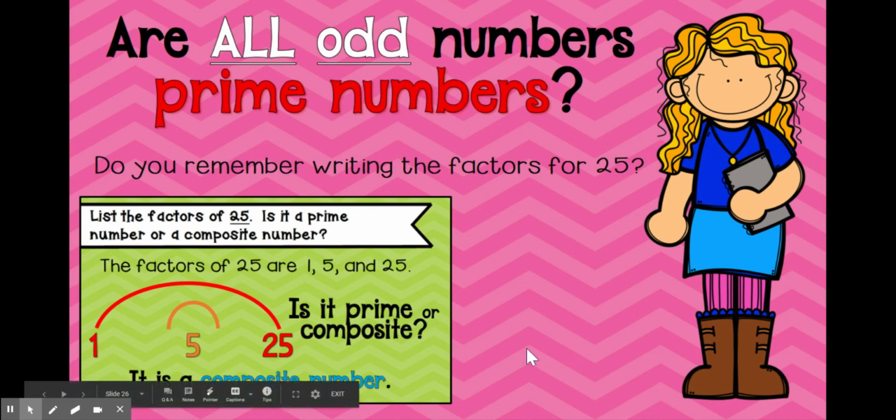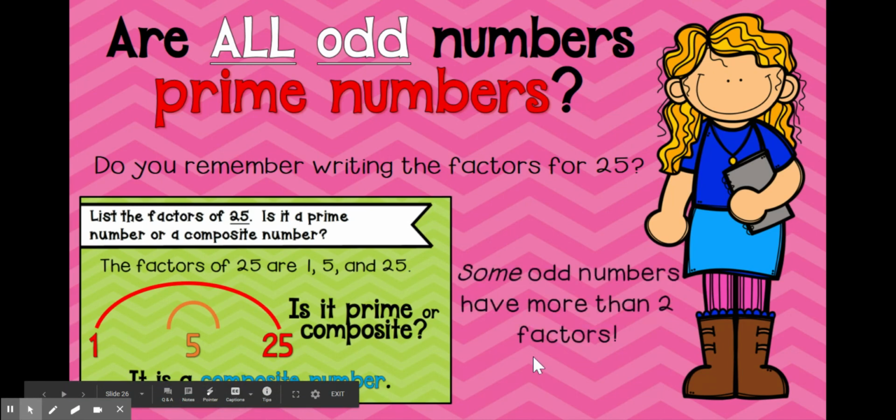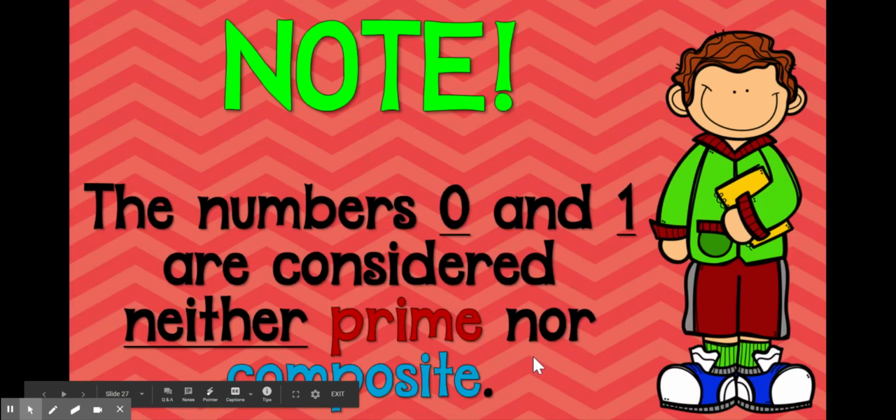Are all odd numbers prime numbers? Do you remember writing the factors of 25? 25 is an odd number. So if we list the factors of 25, it's 1 and itself, and 5 times 5 equals 25. It's a composite number because it has 3 factors. Even though that is odd, it's still a composite number. Some odd numbers have more than 2 factors. Note, the numbers 0 and 1 are considered neither prime nor composite.